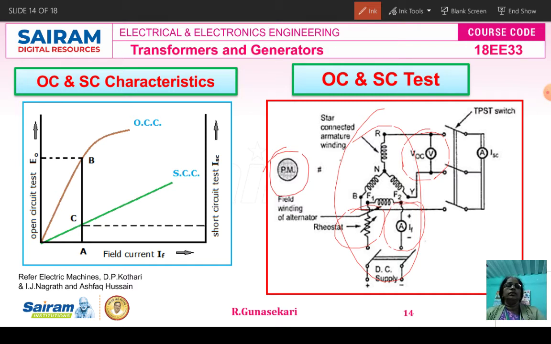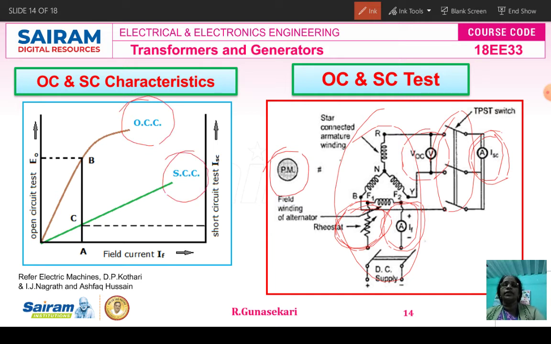After finishing the open circuit test, the field rheostat is brought to its original position, that is the maximum position. Now we close the DPST switch. By using the field rheostat of the alternator, we set the rated current in the ammeter. Now you can note down the corresponding field current and rated current and tabulate them. From the open circuit and short circuit data, we draw the open circuit characteristics and short circuit characteristics.